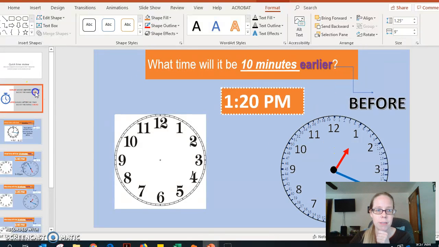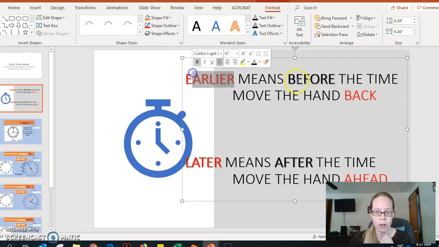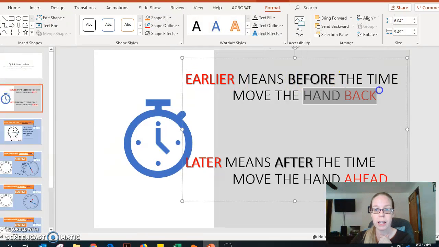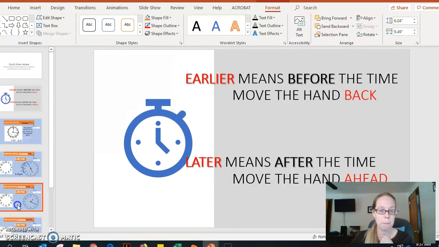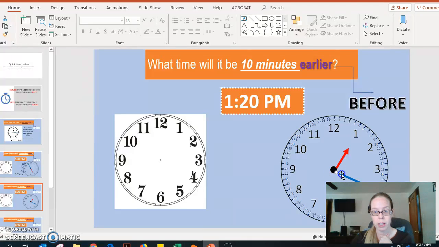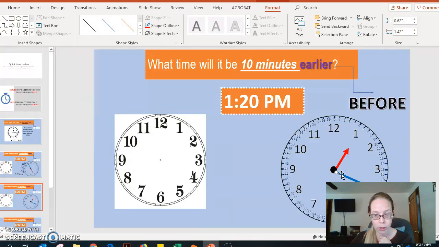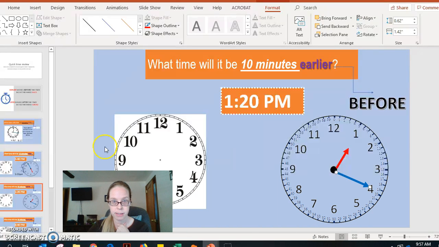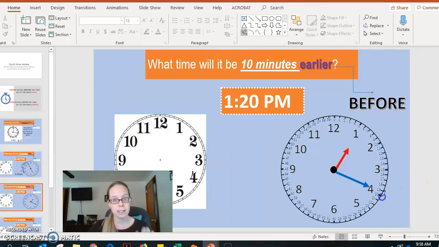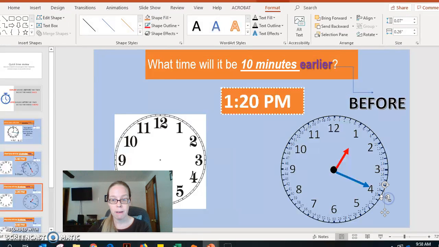If you remember, when you're looking for the time earlier, the time before, you have to move your hand back. So we are going to move our minute hand back. We're here at 1:20. We're going to go backwards 10 minutes. Let me get my tool, and I'm going to move my hand backward 10 minutes. Since it ended on that big bold number, I can just count by 5s as I go back. So from my 4 to my 3, that's 5 minutes. So I went back 5 minutes.